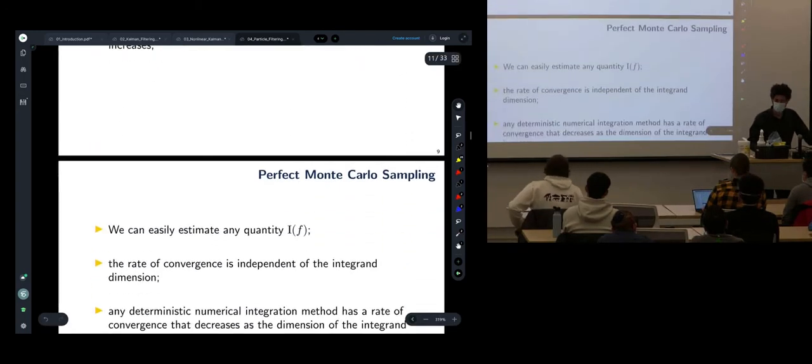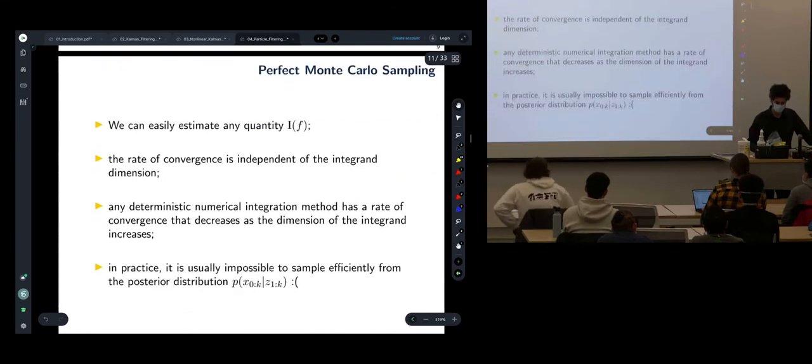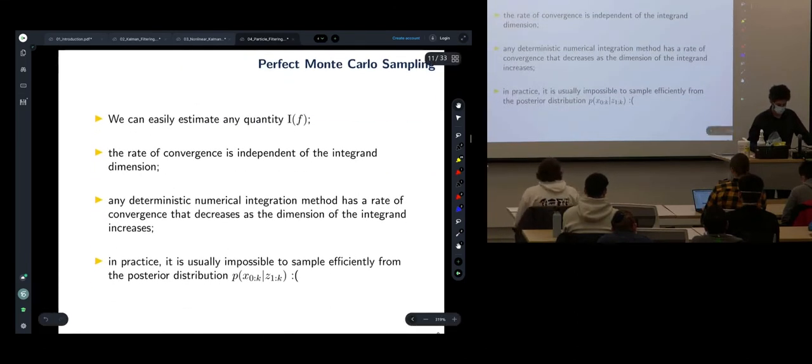So this method is not deterministic, it's based on random sampling. All right, that's all good and nice. What's the problem?